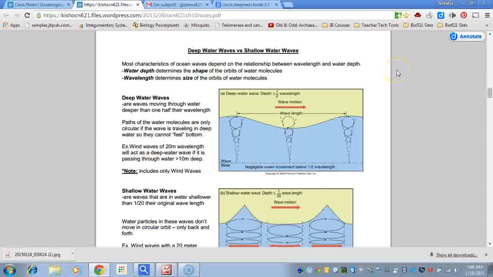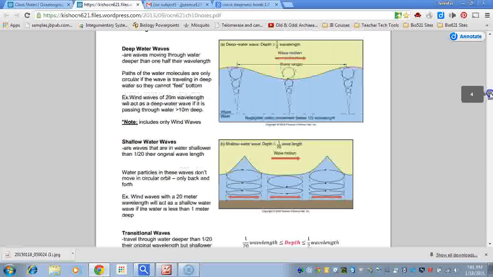Most characteristics of ocean waves depend on the relationship between the wavelength and their water depth. The depth is what determines the shape of the orbits of the water molecules, whether they're circular or whether they end up flattening out. The wavelength is what decides the size of the orbits. Deep water waves are waves that are moving through water that's deeper than half of their wavelength.